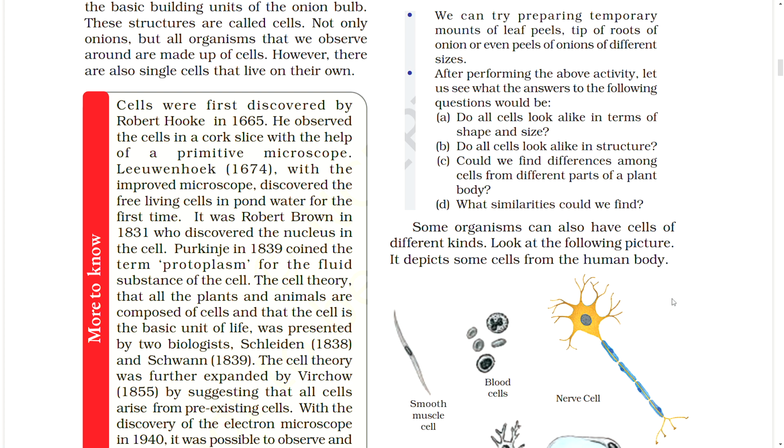Purkinje in 1839 coined the term protoplasm for the fluid substance of the cell. The cell theory, that all the plants and animals are composed of cells and that the cell is the basic unit of life, was presented by two biologists, Schleiden in 1838 and Schwann in 1839. The cell theory was further explained by Virchow in 1855 by suggesting that all cells arise from pre-existing cells.